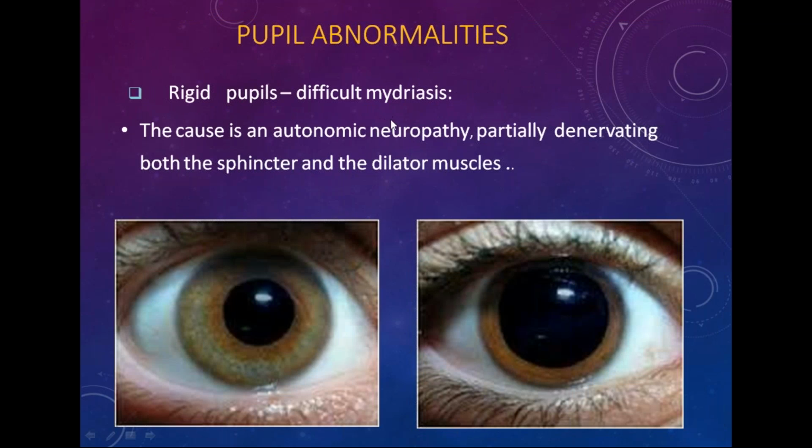Rigid pupils, there will be difficulty in mydriasis. You can see when you apply tropicamide and phenylephrine drops, there will not be much dilatation. That is called rigid pupils. The cause is autonomic neuropathy, partially denervating both sphincter pupillae and dilator pupillae, due to which there will be only partial dilatation or no dilatation. Particularly during cataract surgery, there will not be any dilatation.